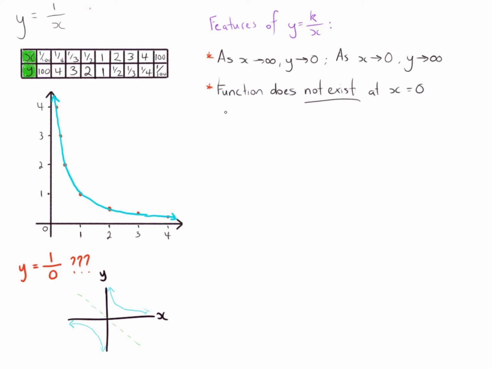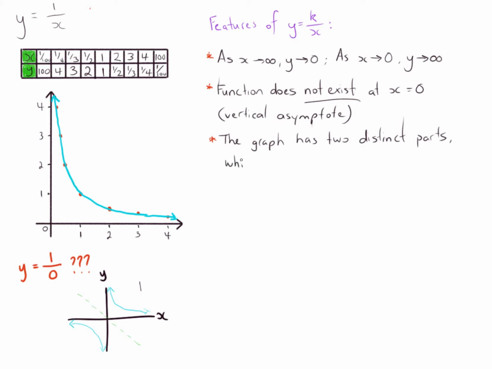That means we have a vertical asymptote. The graph will get closer and closer to the y-axis, but it will never touch it. Finally, we notice that the graph has two distinct parts. The first part that we looked at is located in quadrant 1 of our number plane. Quadrant 1 is up here.